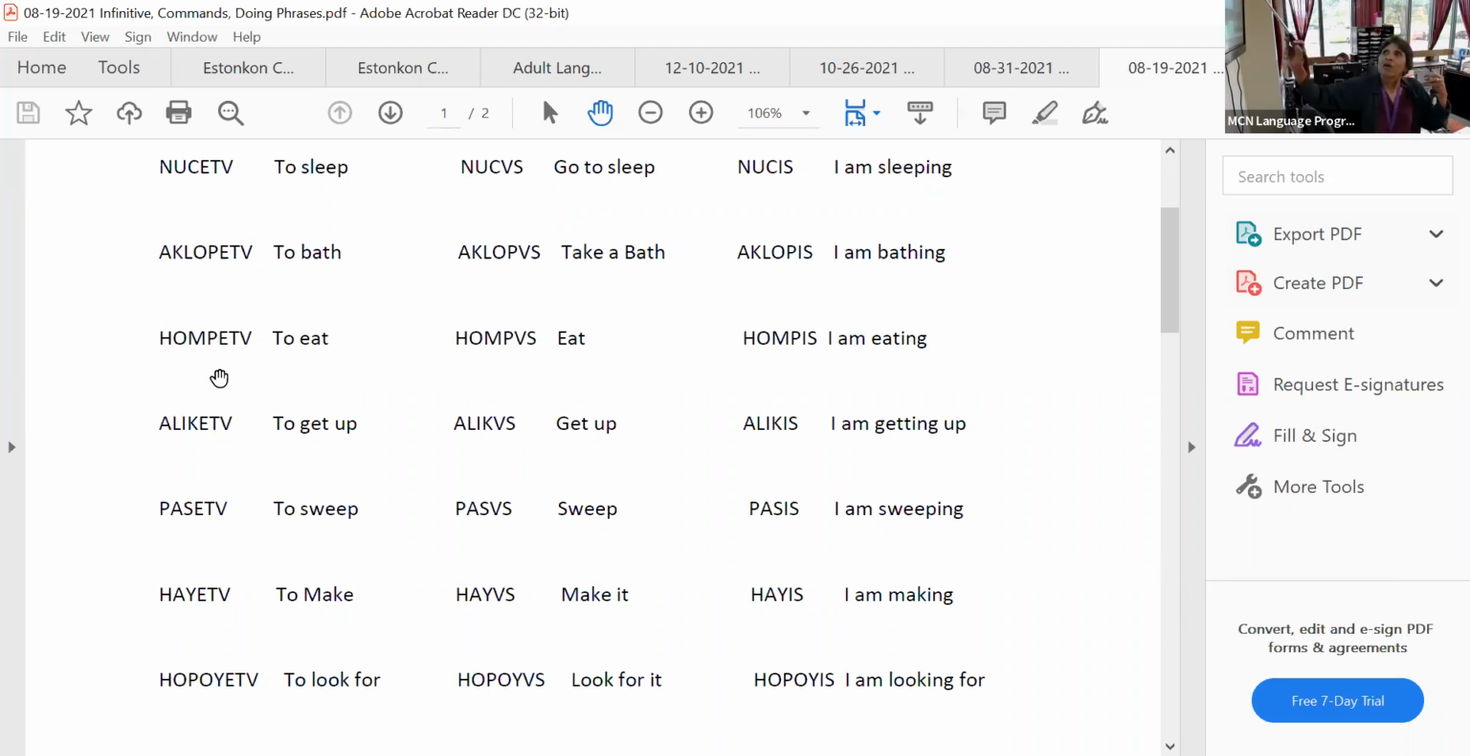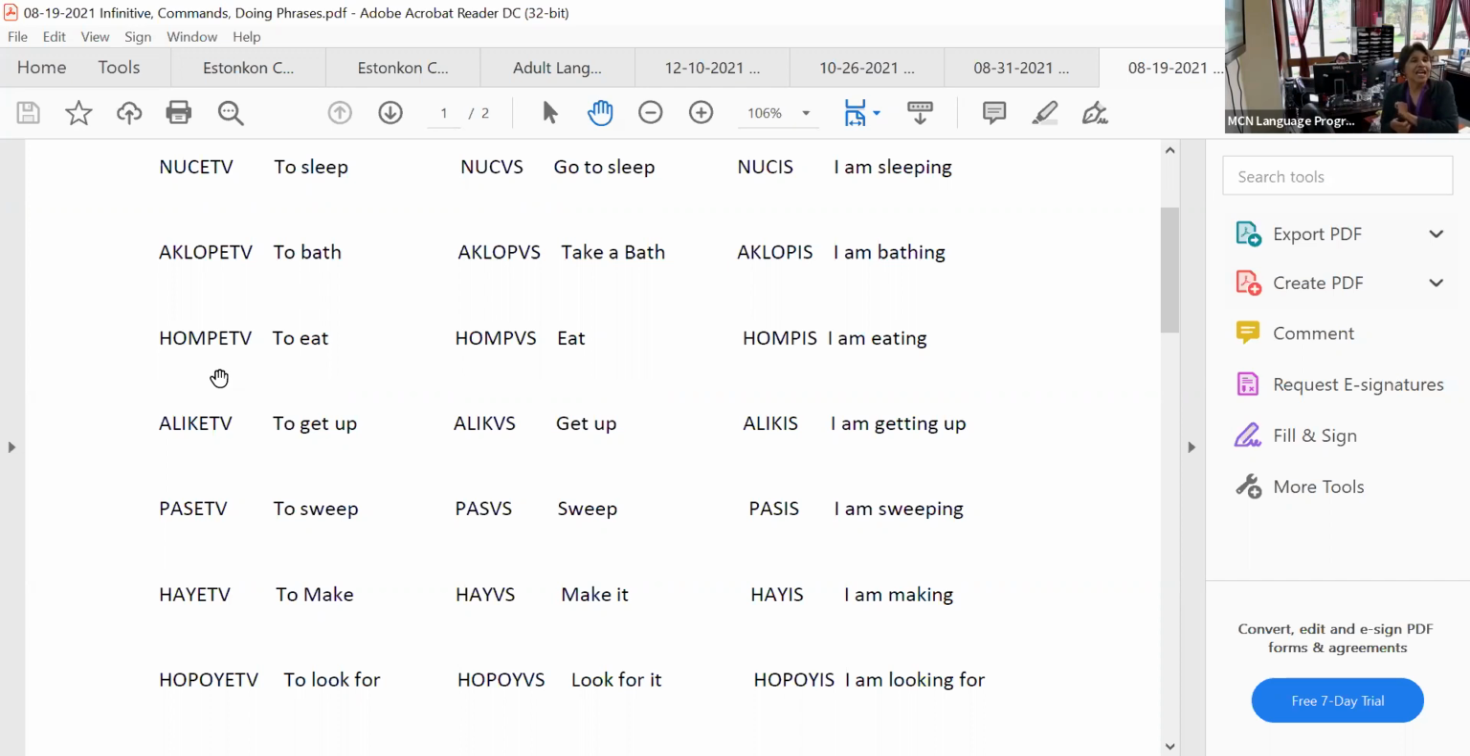Humbus, it's a command. By dropping the ida and adding a C, it's a command. So you're saying eat, humbus. You're telling somebody to eat. But if you're eating, you change the infinitive verb, drop the ida and add AC, and it says you're eating, humbes. So you can say, oshavki humbes.